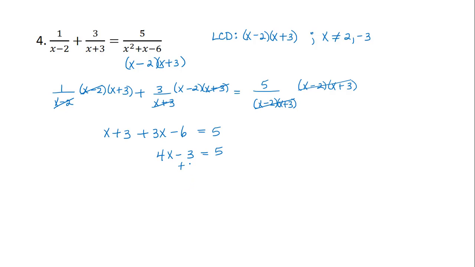Combining like terms, x plus 3x is 4x. 3 minus 6 is -3, is equal to 5. We can add 3 to each side, so we get 4x equals 8. And divide by 4 to get x is equal to 2. But again, hopefully a red flag is triggered because 2 is a restricted value, so we have to discard it. So there is no solution of this equation, which we indicate as the empty set.